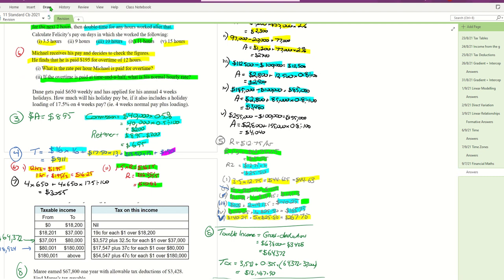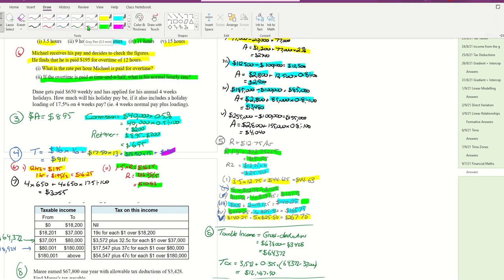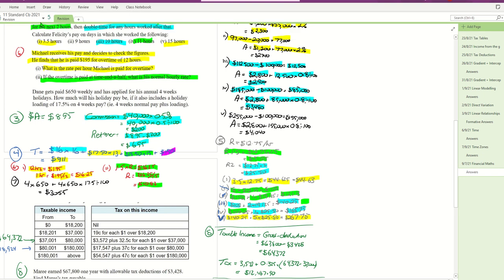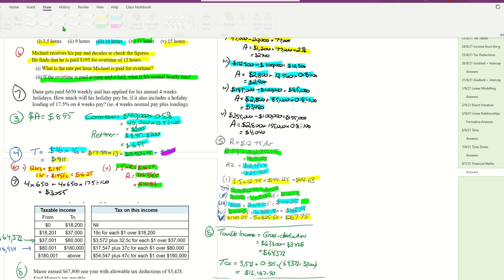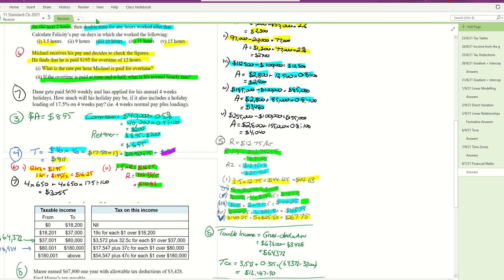Okay, so looking at our next question, which looks like I didn't write in our number here. I'll just quickly do that. Question 7. Question 7 is here. Dane gets paid weekly, $650 weekly, and has applied for his annual 4 weeks holidays. How much will his holiday pay be if it also includes a holiday loading of 17.5% on 4 weeks pay?